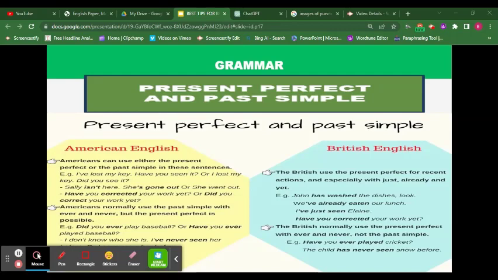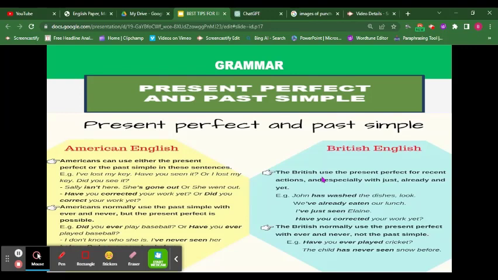Now, this brings us to differences in terms of grammar between British English and American English. Grammar rules can differ in certain areas between British and American English. So let's explore a couple of examples. Americans can use either the present perfect or the past simple in these sentences. For example, I've lost my key. Have you seen it? Or I lost my key. Did you see it?